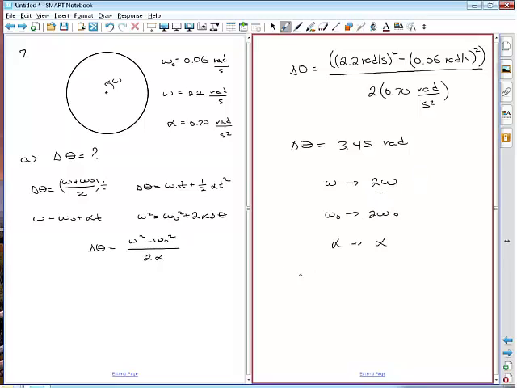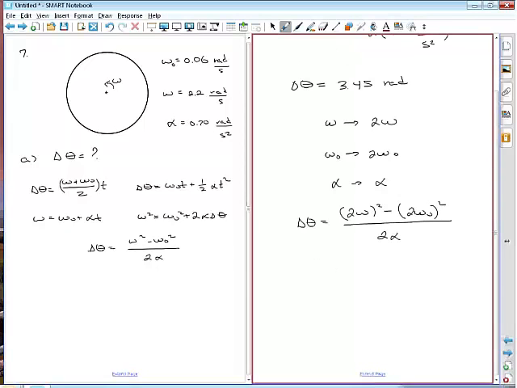So we can plug that into our original equation, and we have delta theta is omega. So instead of omega, we've got 2 omega, and instead of omega 0, we have 2 omega 0. We still divide by 2 alpha. We don't divide by 2 times 2 alpha.